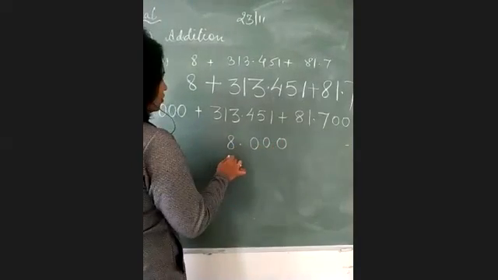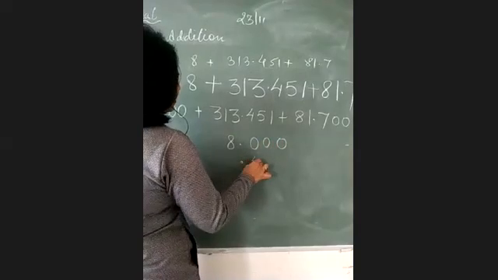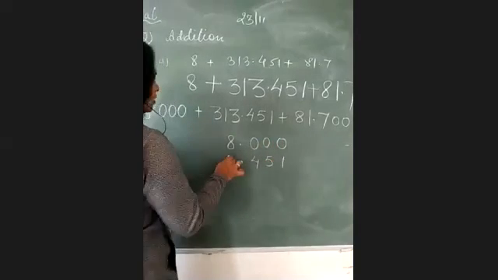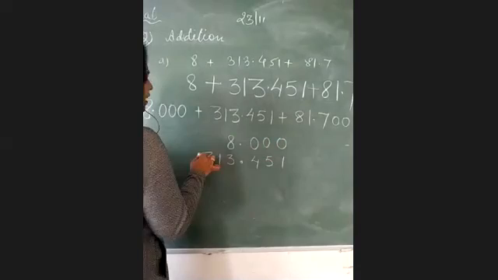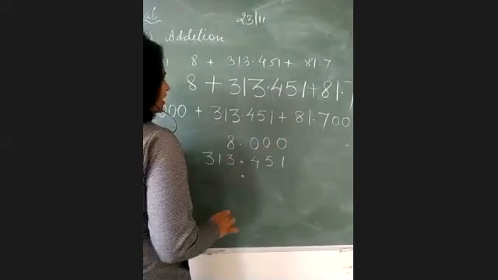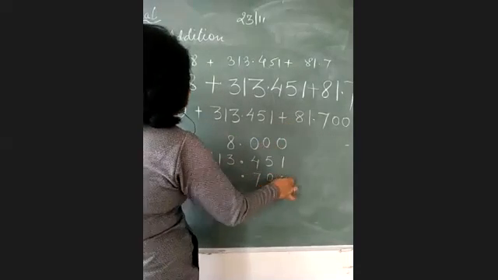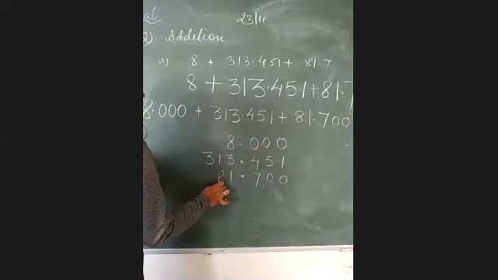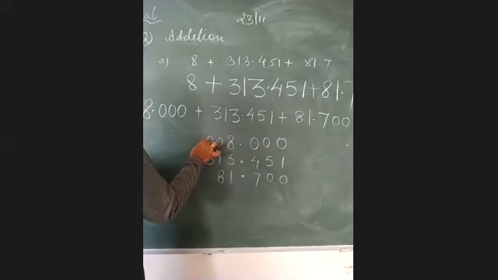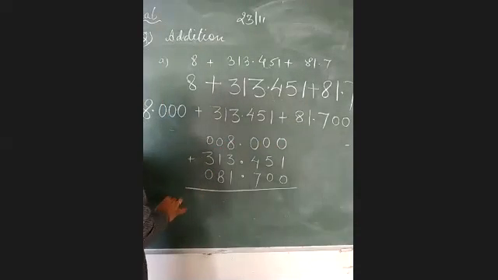8.000. Now decimal under decimal, it will give you 451, 313. This side again decimal under decimal, it will give you 700. It will give you 81. Now there is no number here, so I put a zero here and a zero here. If you want to put it, fine, and if you don't want to, that is also fine.